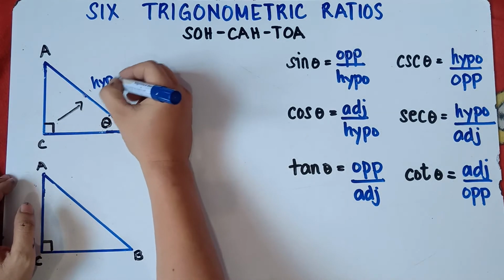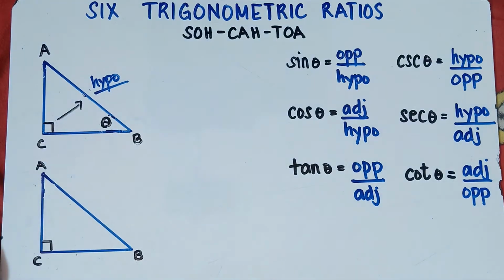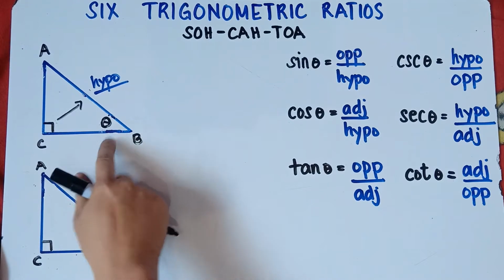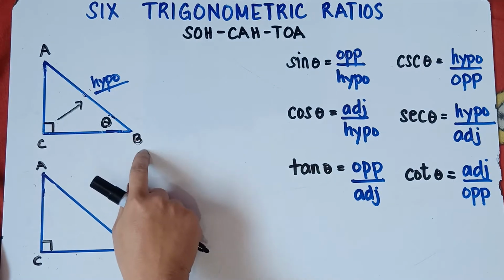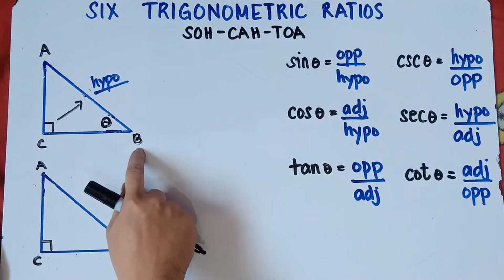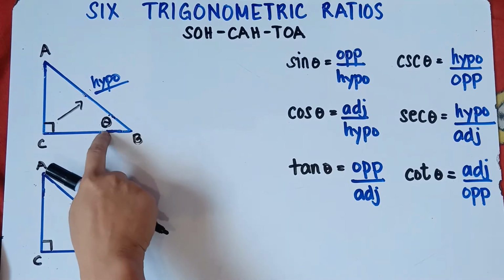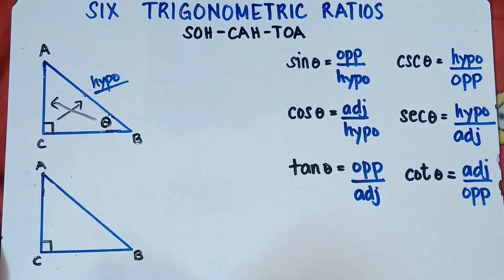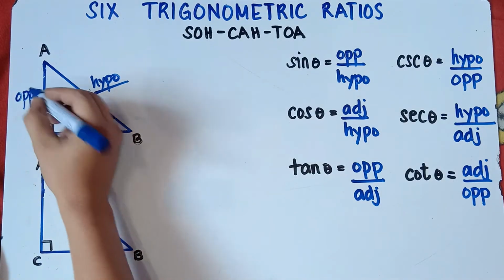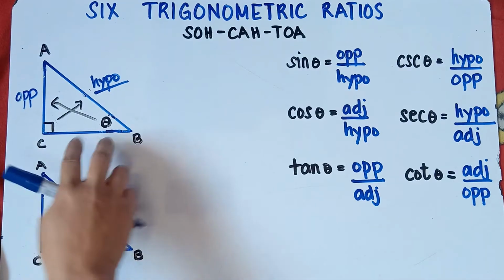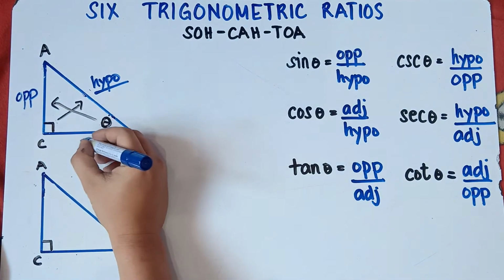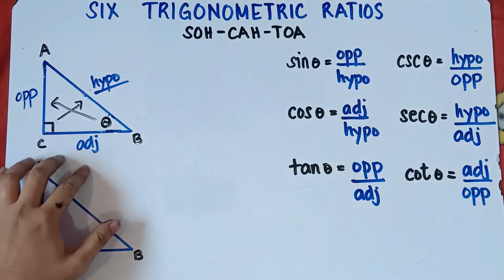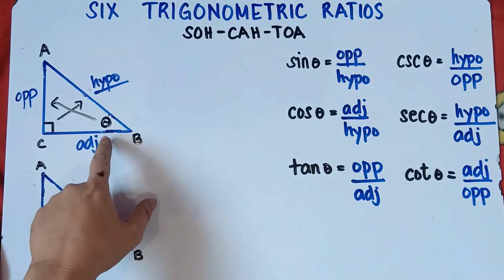For the opposite and the adjacent, if this is your reference angle, we label this one as theta. We are referring to angle B, and we represent this angle B with theta. Opposite of this angle theta, class, is what we call the opposite side. So this is the opposite, and the remaining side is what we call the adjacent, or right next to this angle. So this is the adjacent. Once again, class, opposite and adjacent depend on the reference angle.